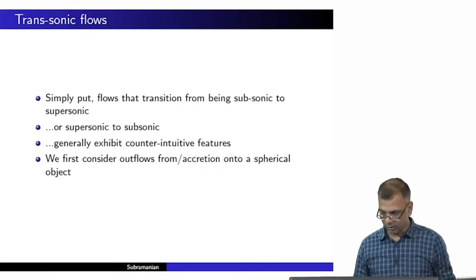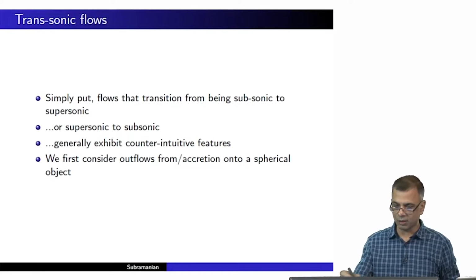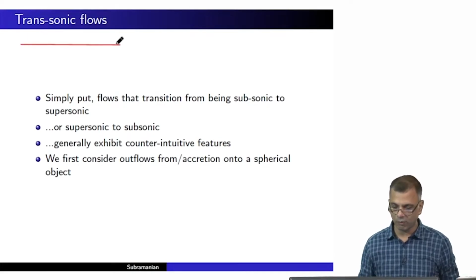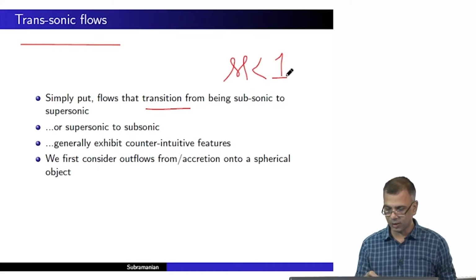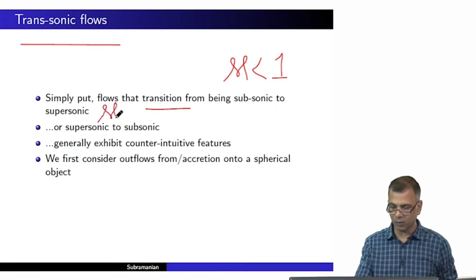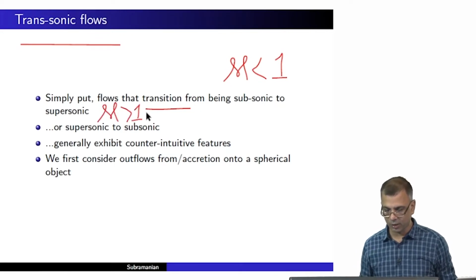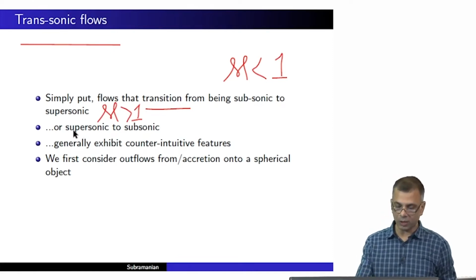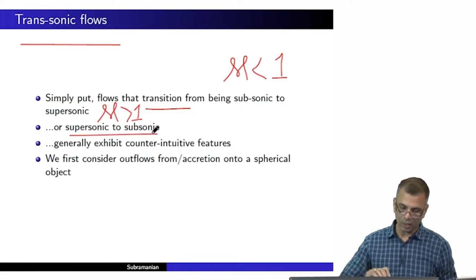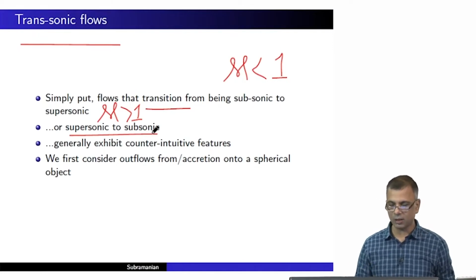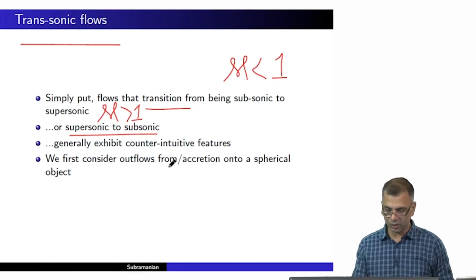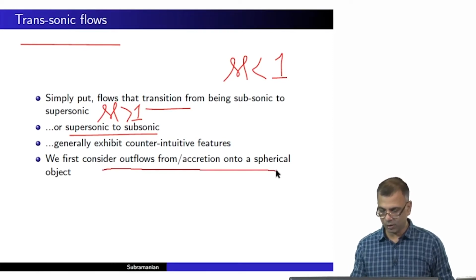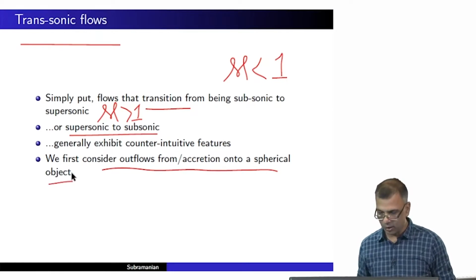So, we will continue with our discussion of transonic flows, flows that transition from being subsonic, which is to say Mach number less than 1, to supersonic, which is to say Mach number greater than 1, or supersonic to subsonic, either way. Either way, there is a transition from subsonic to supersonic. We did this very briefly the last time, and we'll do it in some more detail.